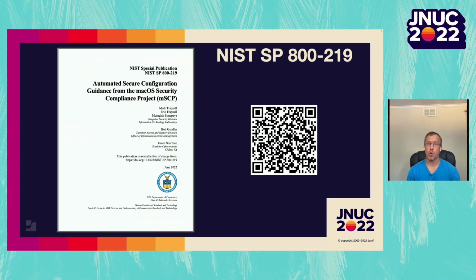And for those that remember the old NIST 800-179 that covered macOS security, this document was last updated for macOS 10.12. Not macOS 12, but macOS 10.12, so it's pretty old. That document has been withdrawn and superseded by the NIST 800-219. Now, with the NIST Special Publication 800-219 covering the compliance project, NIST is fully backing the macOS Security Compliance Project, saying here is guidance for automated secure configuration for macOS.